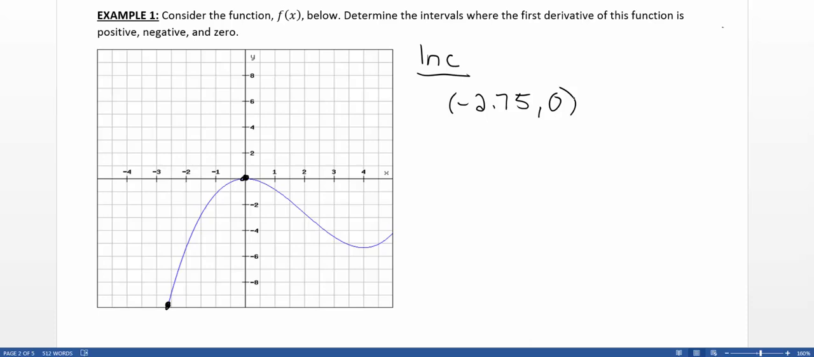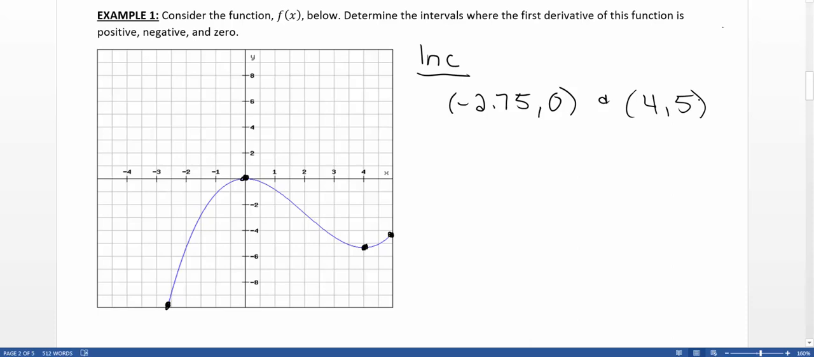Now, I'm using open parentheses because, again, I'm not including the endpoints because I don't know exactly where that function ends. And at 0, that's where my function is constant, so it's not considered increasing there. I'm also going to be increasing over here on the right end of the function, right at the tail. So it looks like I'm also going to be increasing from 4 to 5.